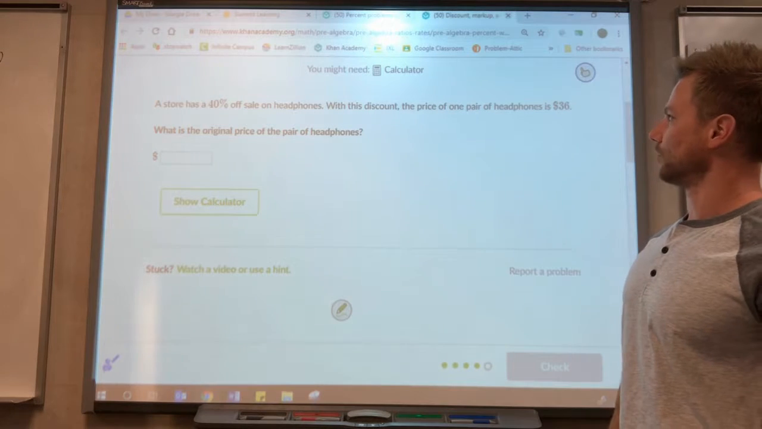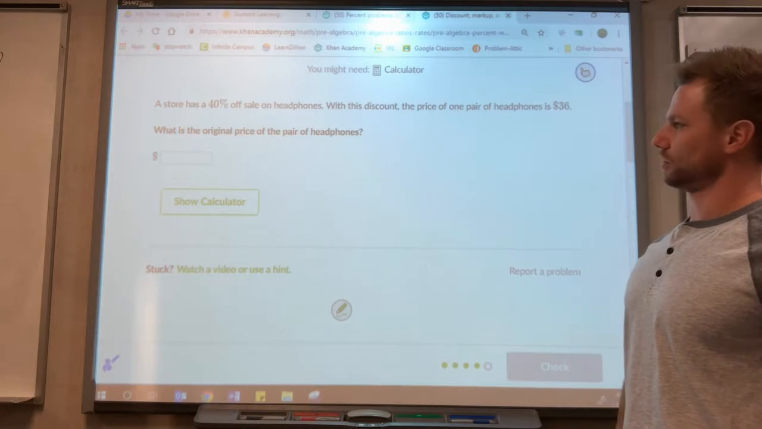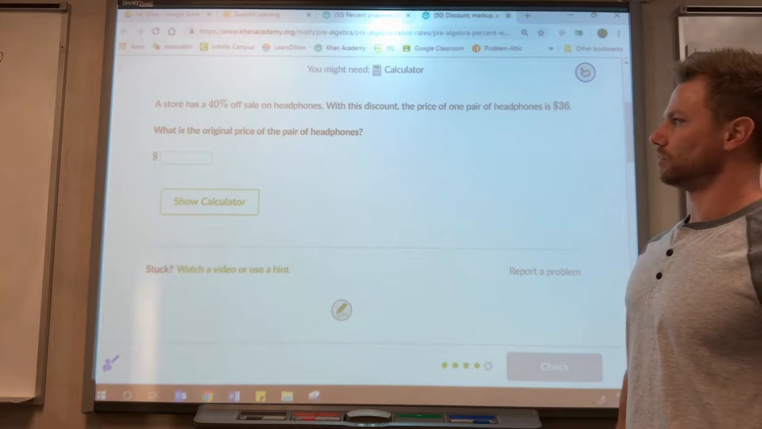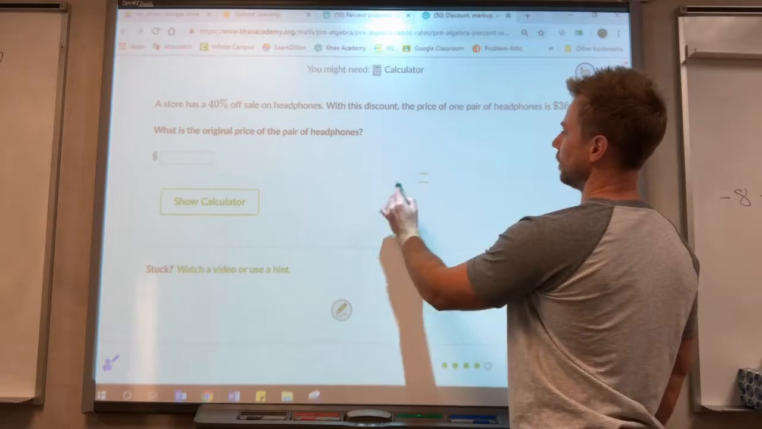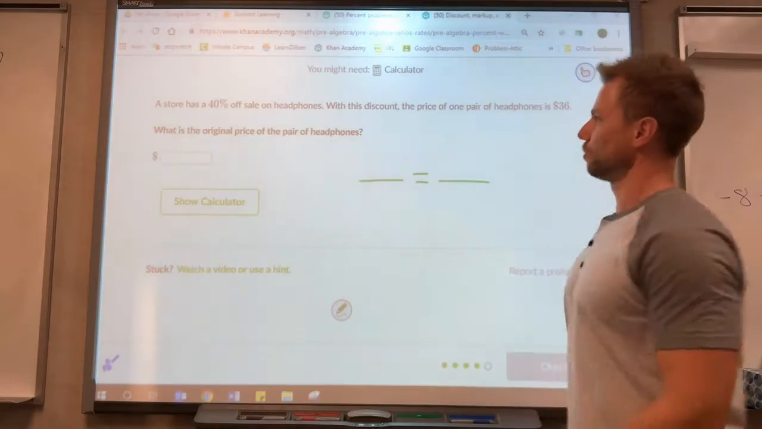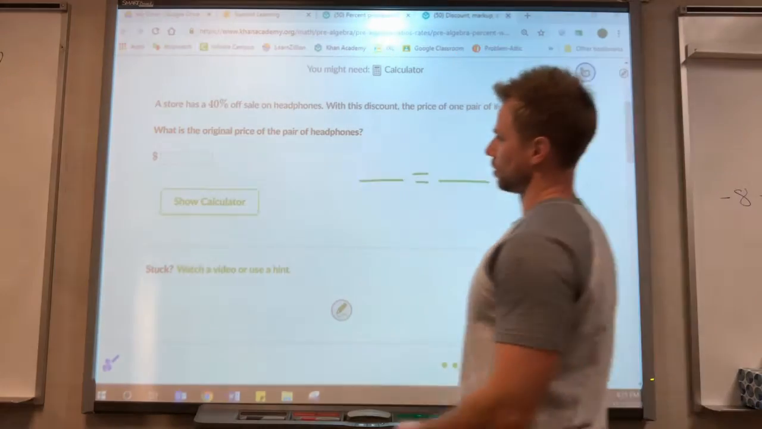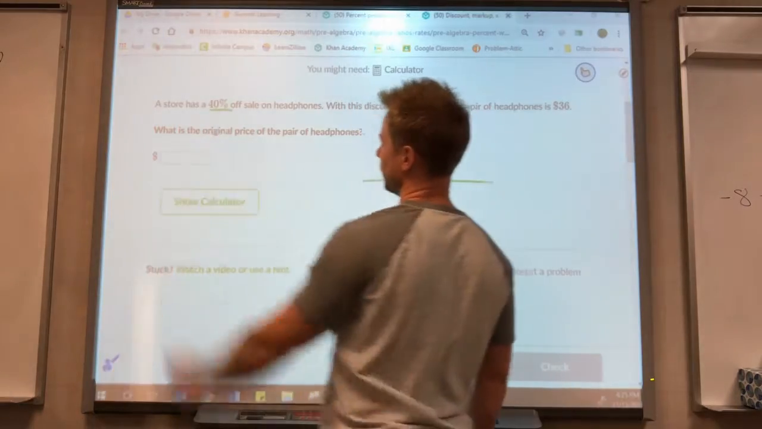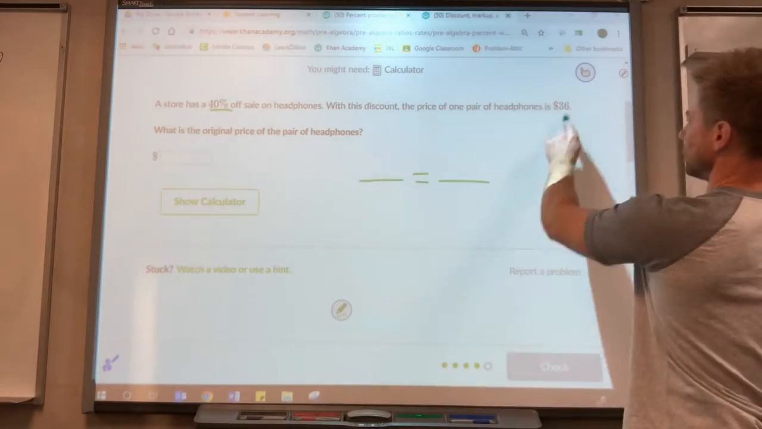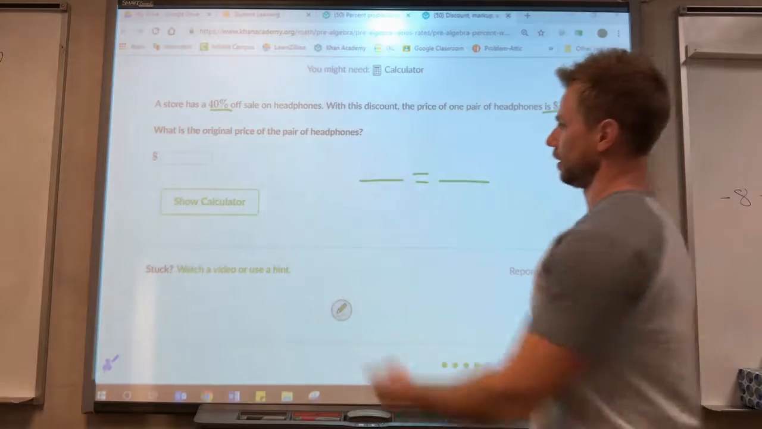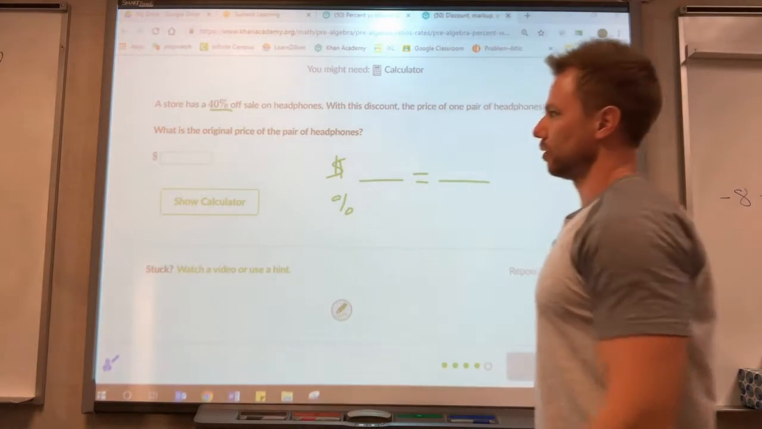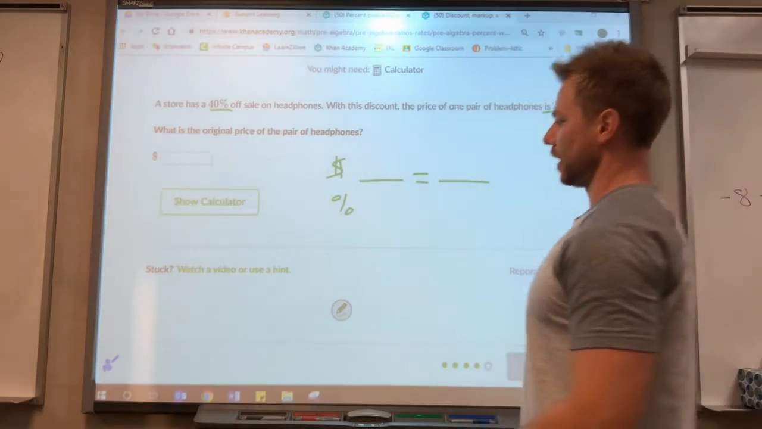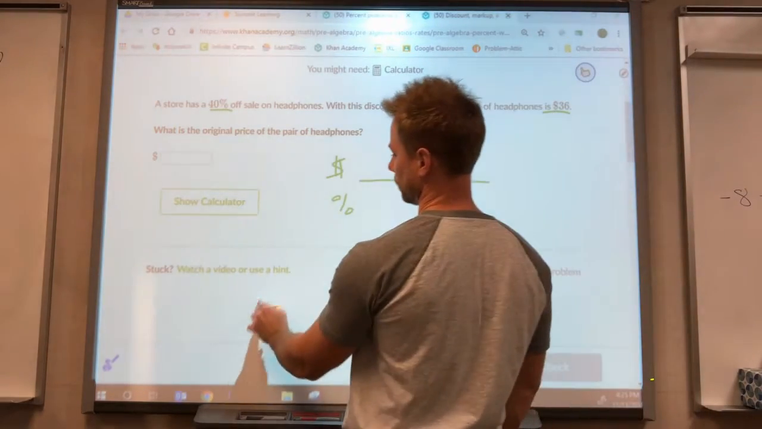With this discount, the price of one pair of headphones is $36. What was the original price of the pair of headphones? Okay, so our labels, we're going to set up a proportion. Our labels are percent and money. Okay? We have money and percent. So it was 40% off. Now remember, percent is out of 100.